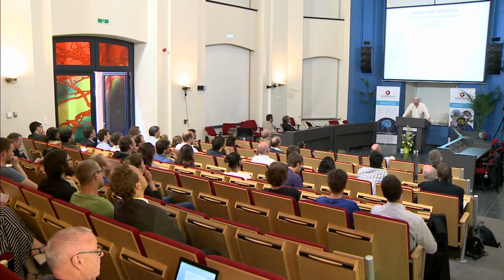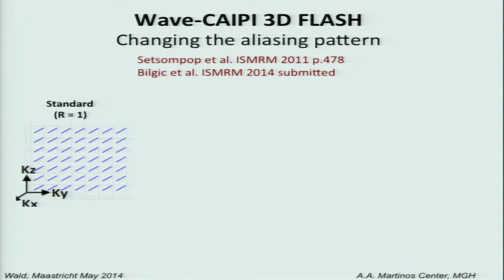So I want to move on to the next step that we see beyond simultaneous multi-slice, and it's something we call Wave-CAIPI. It could be applied to 2D imaging, but it's perhaps best applied to 3D imaging. And it works like this. This is a standard FLASH acquisition. You have readout lines along kx. Those are the readout lines, nicely sampling a geometric grid.